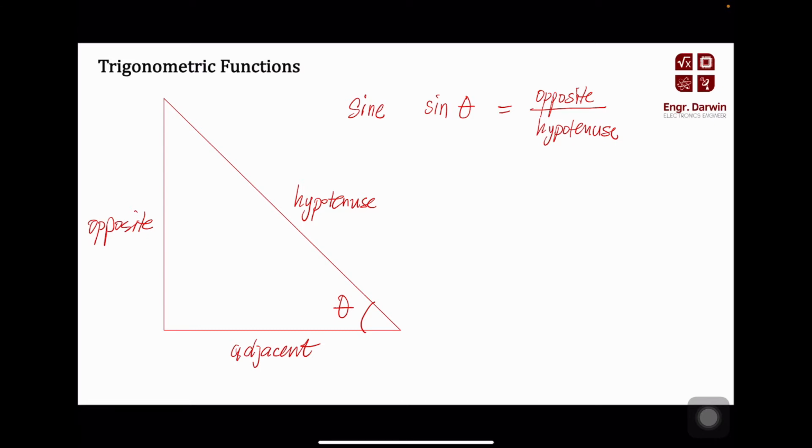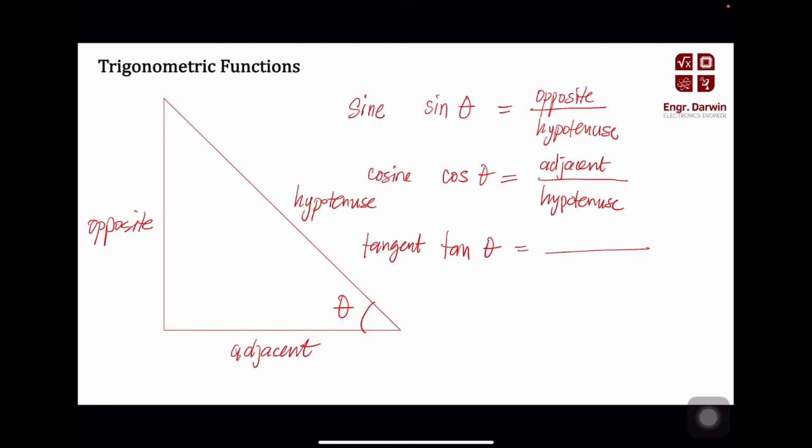Meron din tayong tinatawag na cosine function, cosine or COS. Cosine theta is equal to the ratio of adjacent side over hypotenuse. And then we have what you call the tangent or TAN. Ito yung ratio ng opposite side and adjacent side.